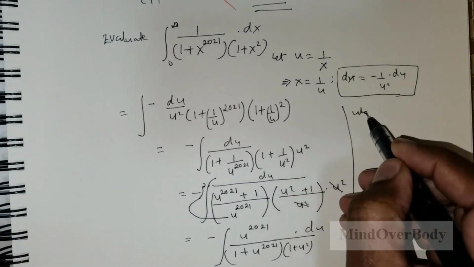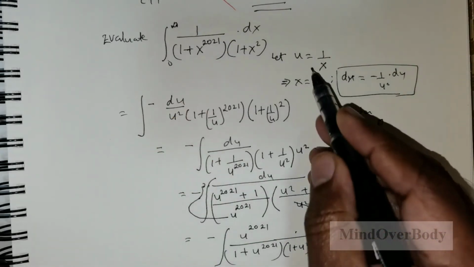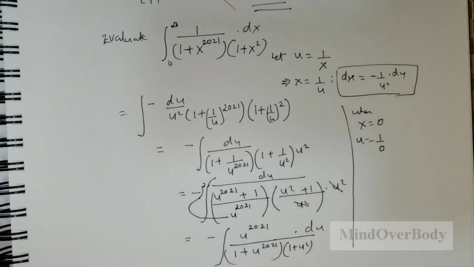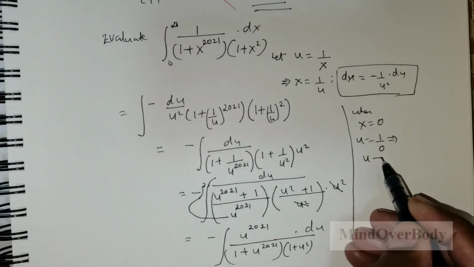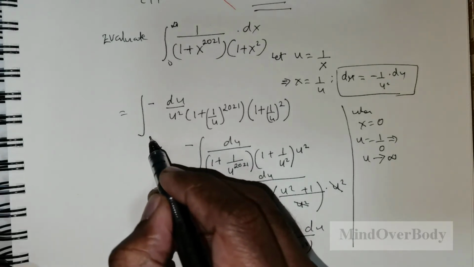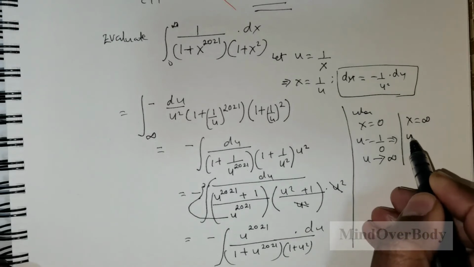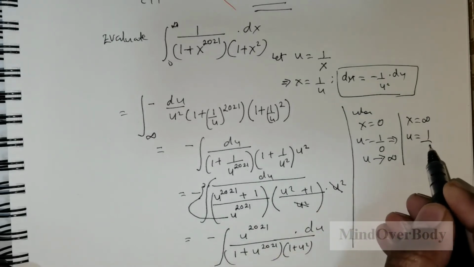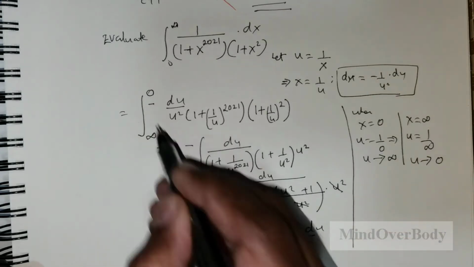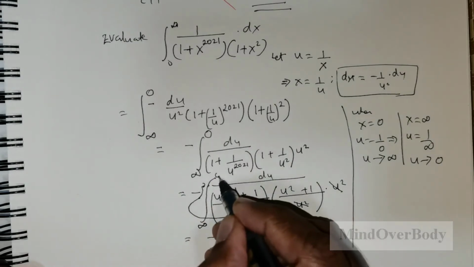The limits are actually 0 to infinity for x. When x is equal to 0, what happens? u will be equal to 1 over 0, so u would be approaching infinity when x is approaching 0. So the lower limit will be infinity. And when x is equal to infinity, u will be equal to 1 over infinity, which means u will be approaching 0. So the limits would be infinity to 0.